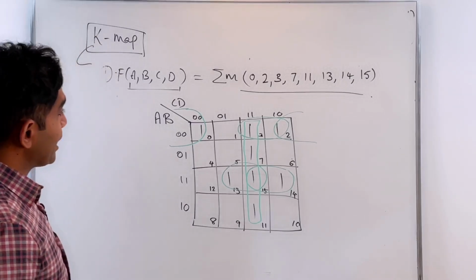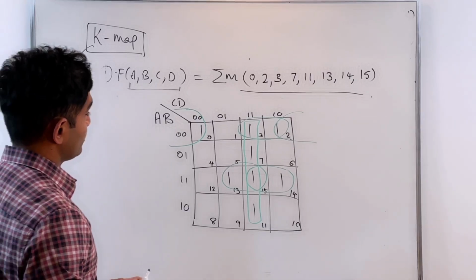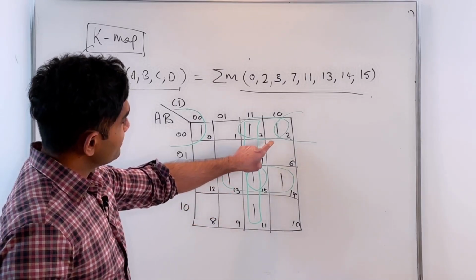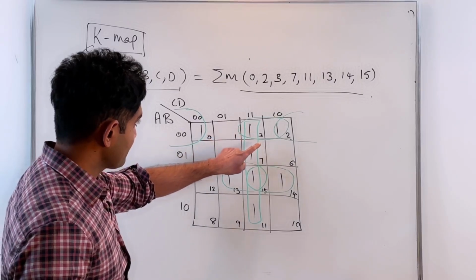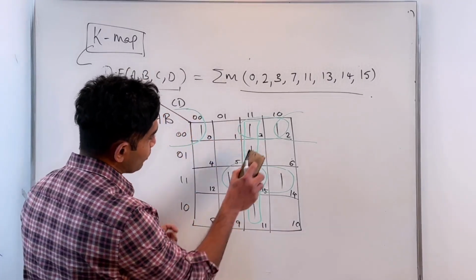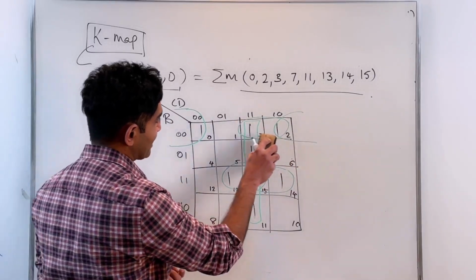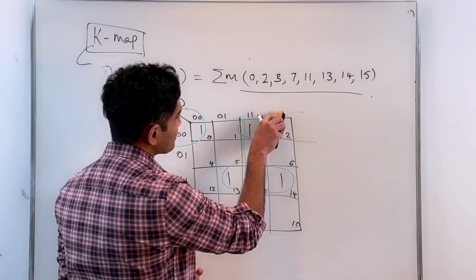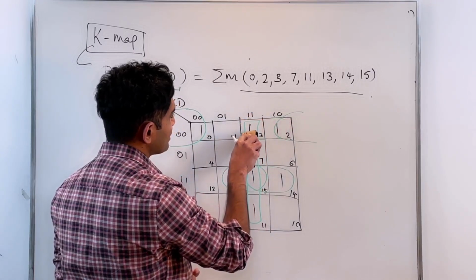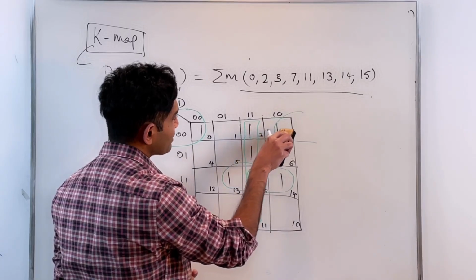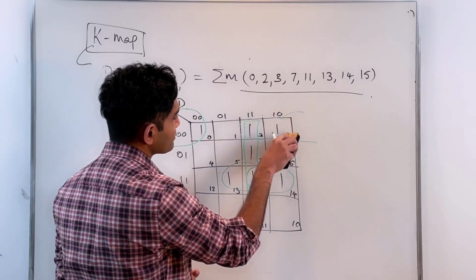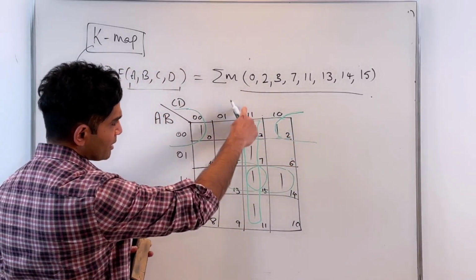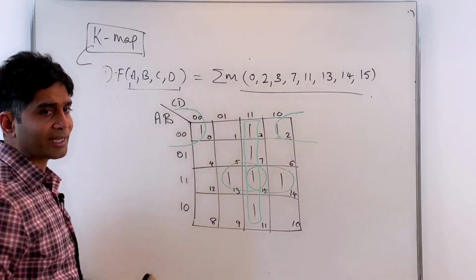Okay. And now it's time to write down the product term. This is an interesting combination here. If I take this combination out, as you can see, all my ones are still accounted for, because this one is accounted for in this combination, and this one is accounted for in this combination. So all the ones are already accounted for.